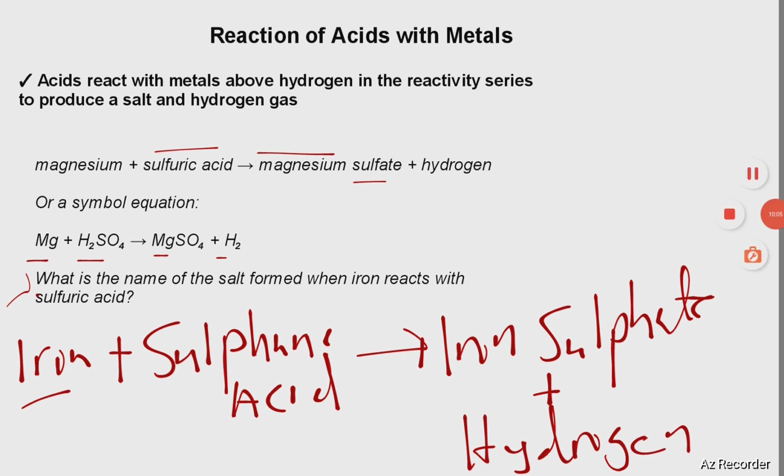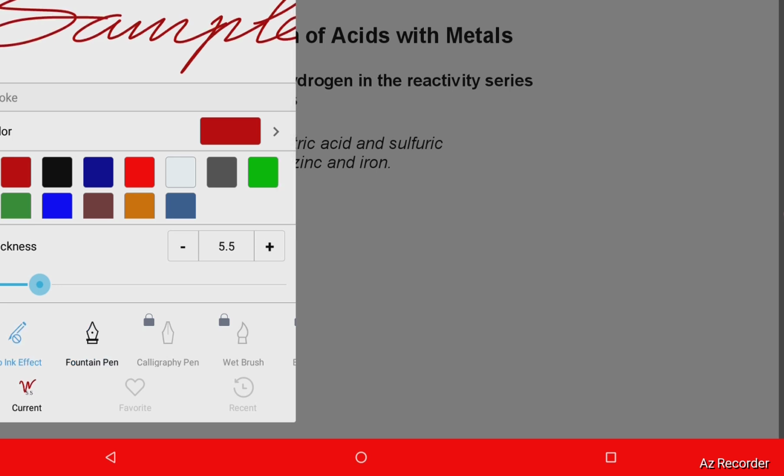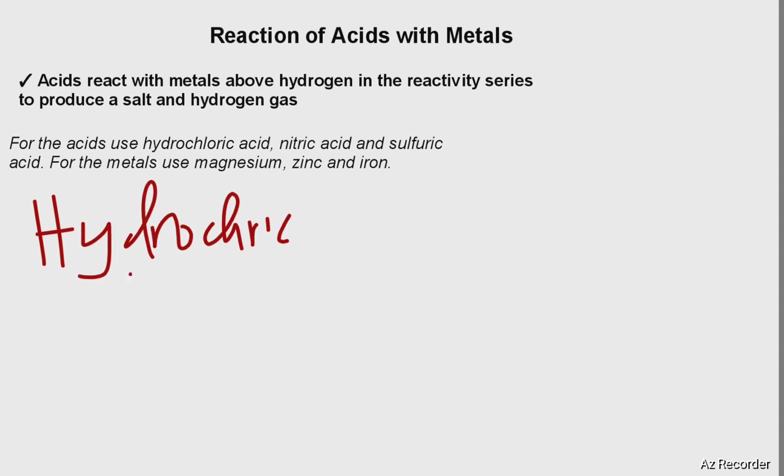Examples. For acids, we're going to use hydrochloric acid, nitric acid, and sulfuric acid. For the metals, we're going to use magnesium, zinc, and iron. So let's see how we can work with that. We're going to start with hydrochloric acid first. Plus, these metals are all above hydrogen in the reactivity series. So we can get zinc.